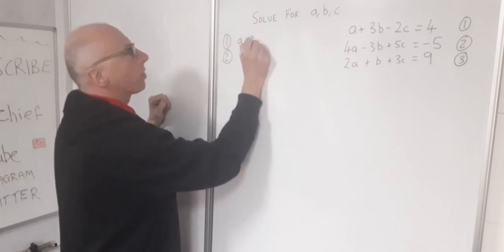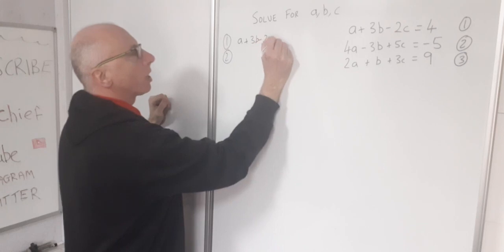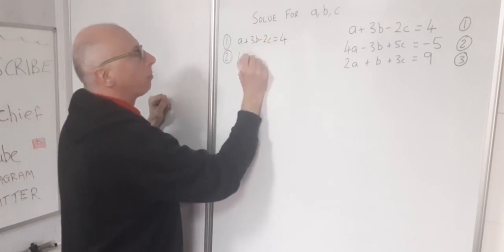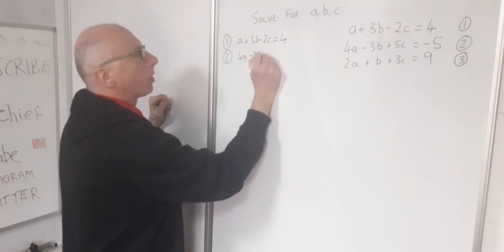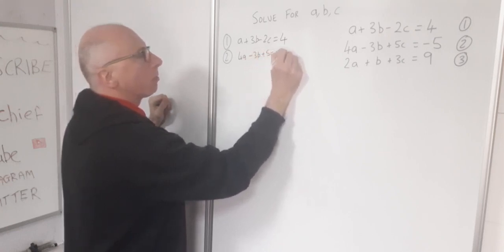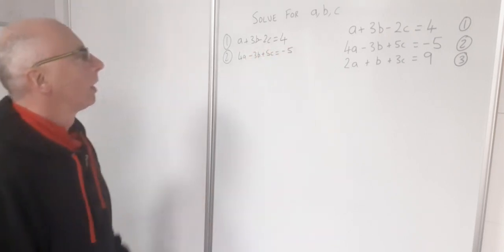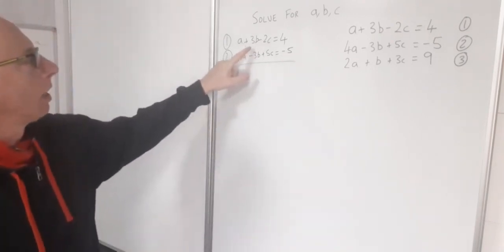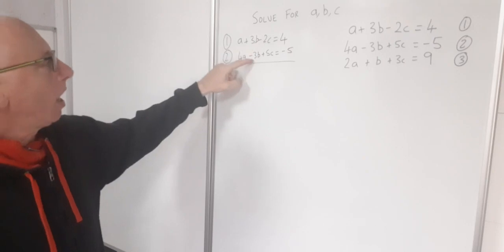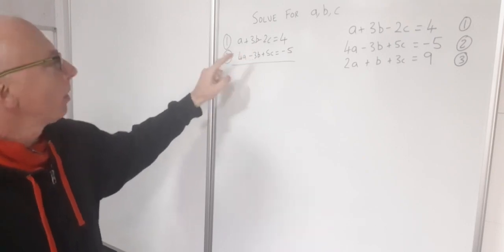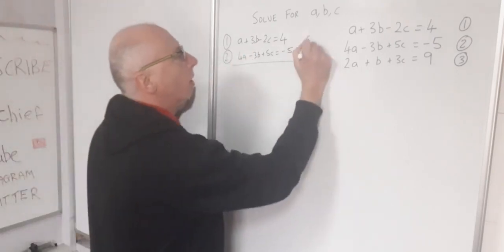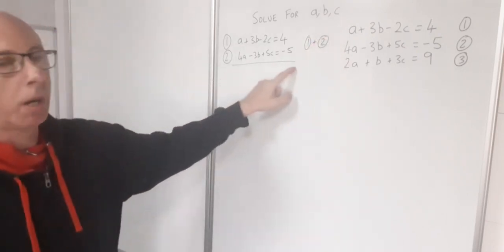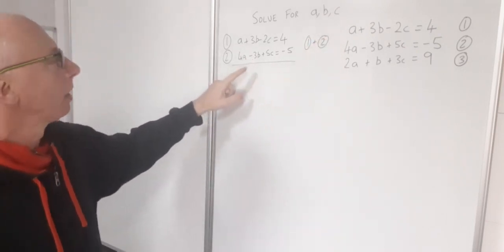So a plus 3b minus 2c equals 4. And 4a minus 3b plus 5c equals minus 5. Okay, so what we're going to do now? Well, to get this b to disappear, I'll need to add them. So if I do equation 1 plus equation 2, that's going to be my operation here to get the b to disappear.